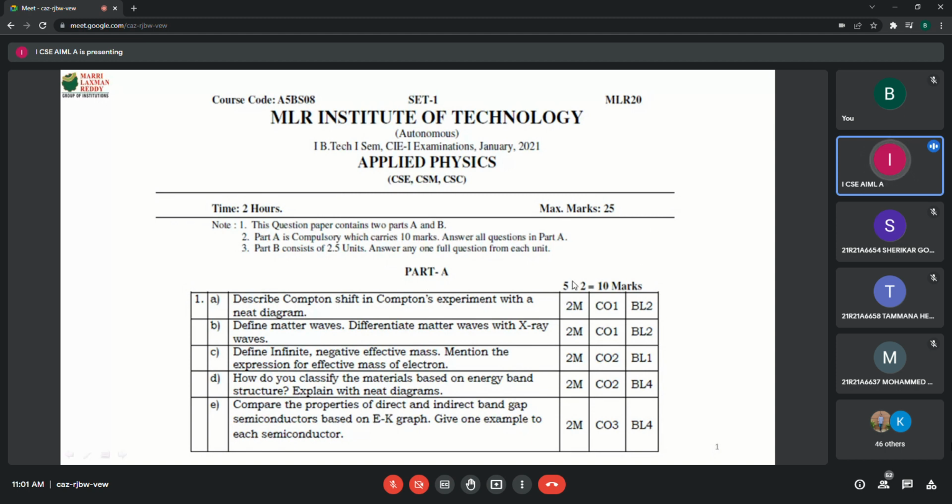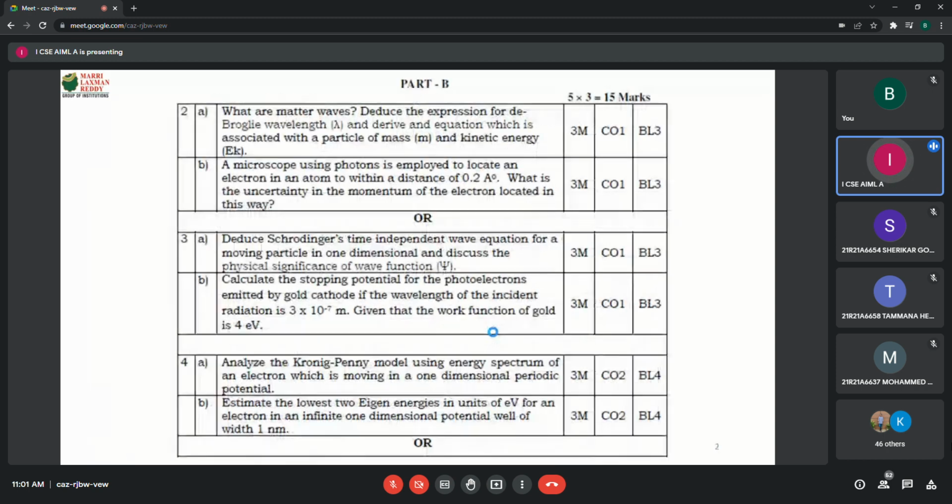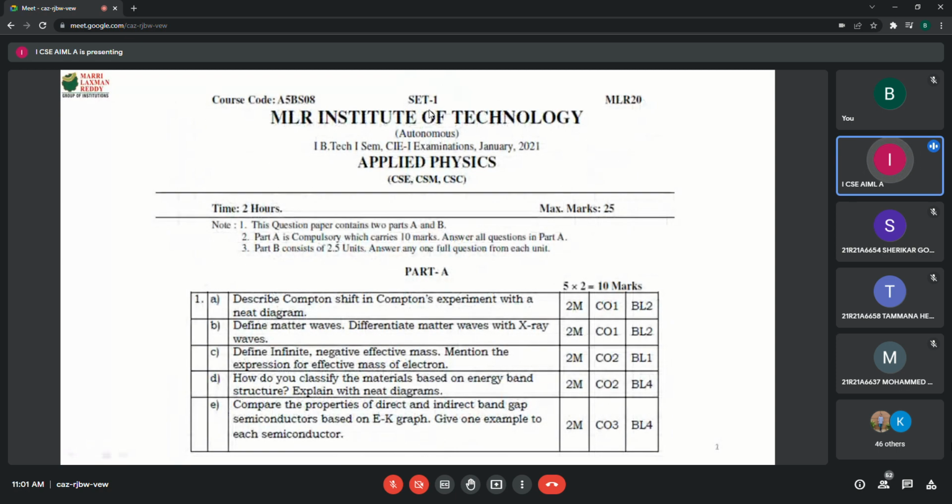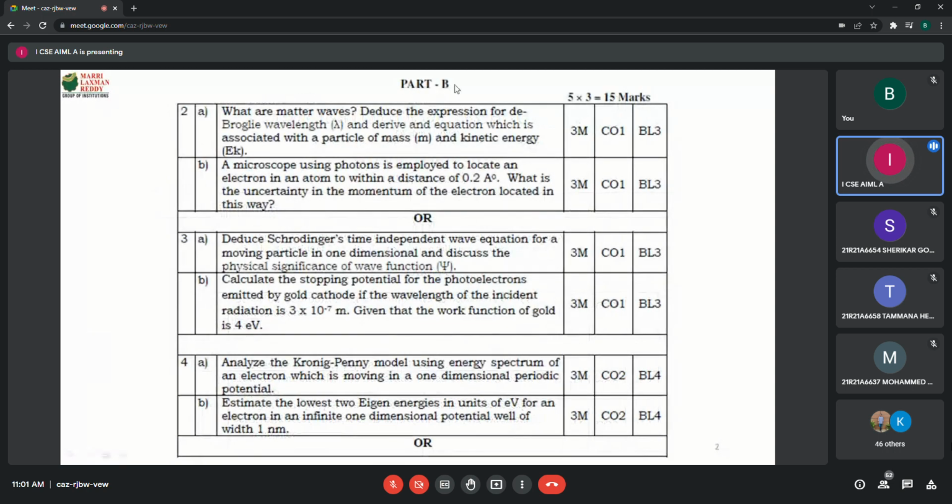This part A carries 10 marks. Now this is actually set one. In this set one, part A is over. Now if you move to part B, which question was given under which unit, again you see.